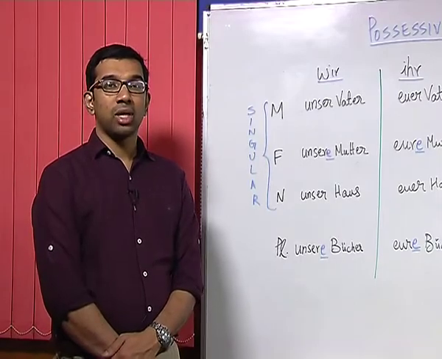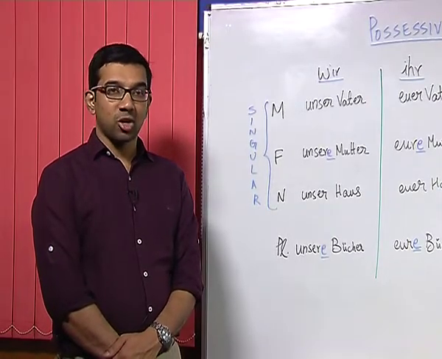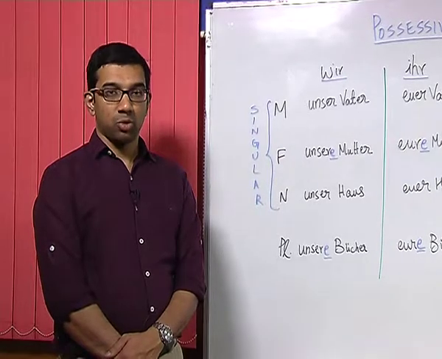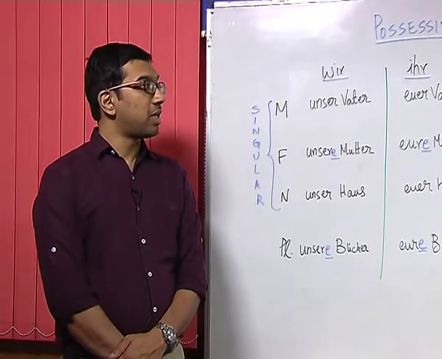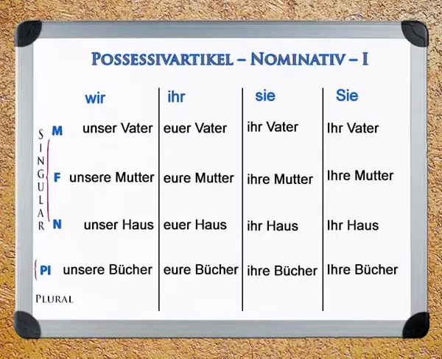Now, let us look at the possessive article again in nominative with the other pronouns as I told you. Here, we are going to look at the plural pronouns, and you are already familiar with them. They are wir, ihr, sie, Sie. Like in the previous example, again we have two s's here, sie in third person plural and Sie as well as in second person plural.